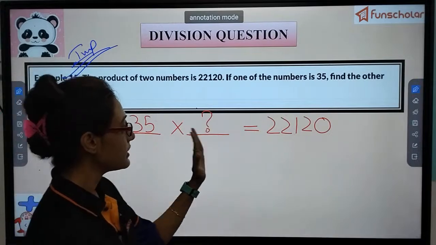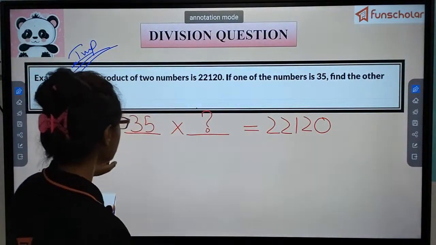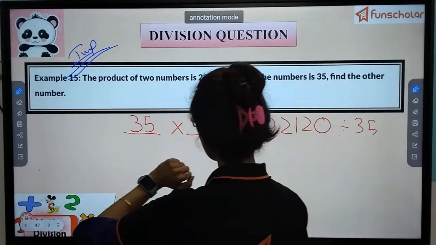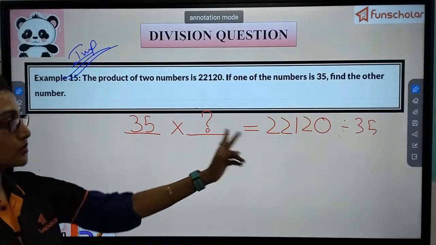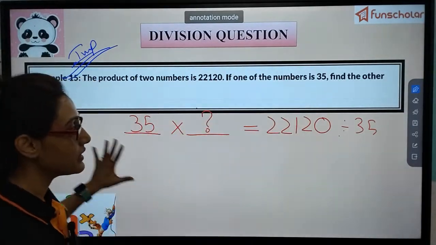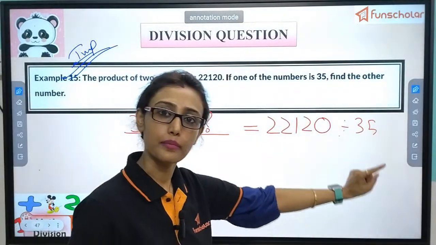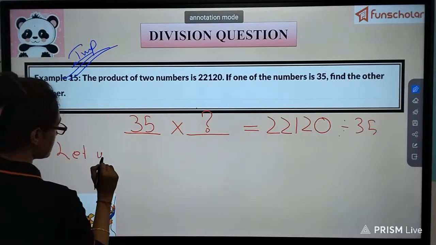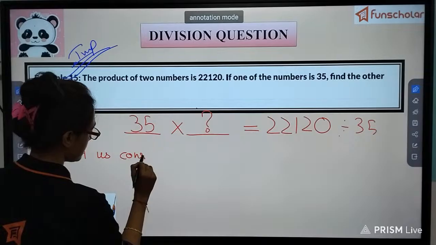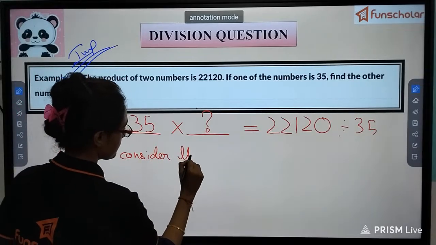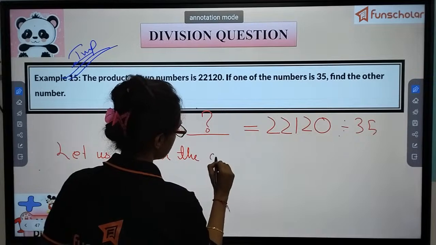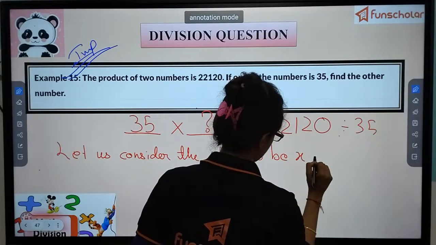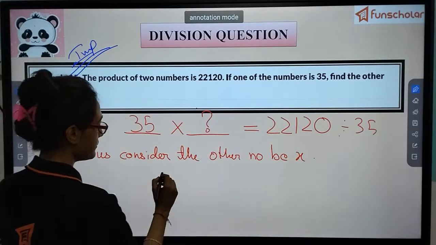Something into something is equal to product. So if we divide this by 35, we will get another number. So let us do this. So finding a number in this way, there also we need the process of division. So let us consider the other number be x. Okay. Now we will do the division.